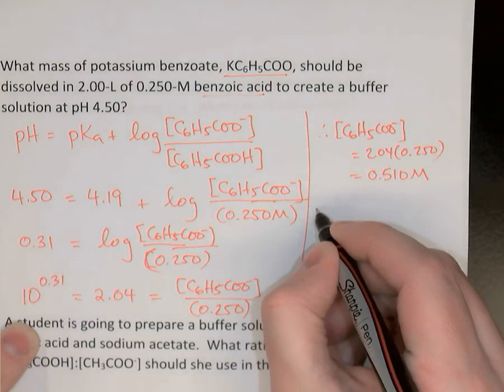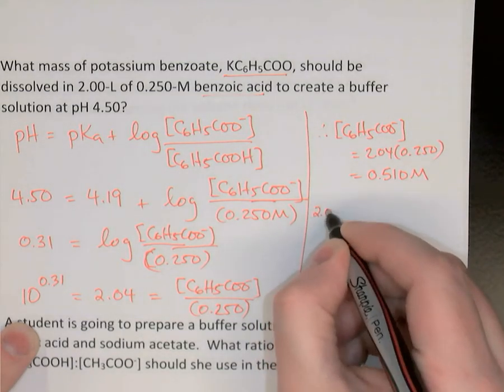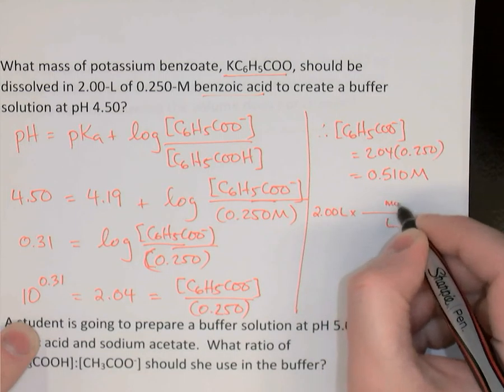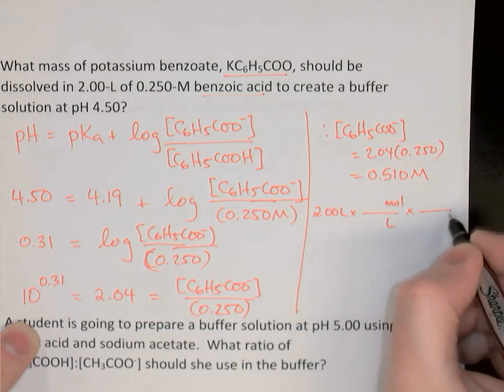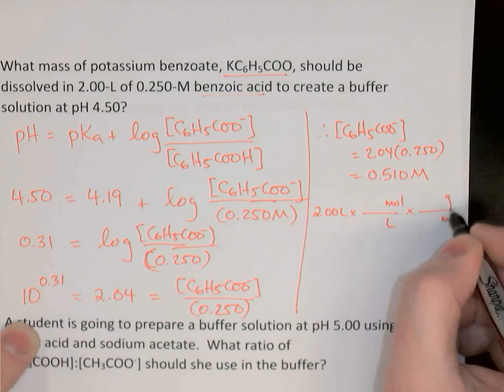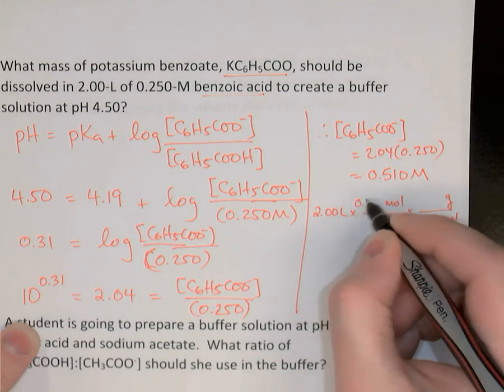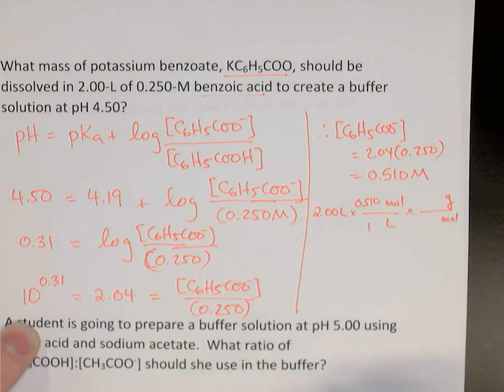So let's take our volume. We want 2 liters. We'll get rid of liters. We'll switch to moles of salt. We'll get rid of moles. We'll switch to grams of salt. Here's our concentration. We need 0.510 moles per liter.